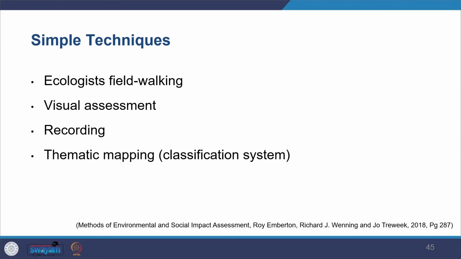For the initial stage, you can use very simple techniques such as ecologist field walking. So you can simply walk in the study area. You can also take visual assessments of the development site, do photography, and make field notes. And then you can also do recording and mapping of the area, which can be thematic mapping, looking at what kind of habitats and vegetation types are there. For this purpose, you might use a relevant classification system also.